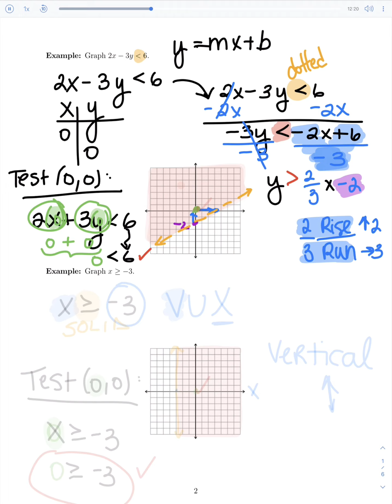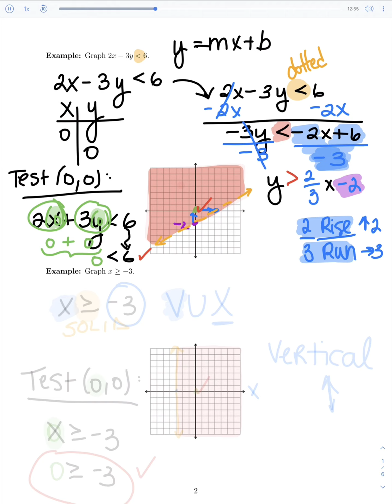So what does that mean? It means that this time our point 0, 0 did work. So what does that mean? It means because 0, 0 did work, I want to shade the side of the line that 0, 0 is on. Well, 0, 0 is on this side of the line. So I'm going to shade that side because 0, 0 did indeed work. And I'm done. I have my dotted line with the shading correct.